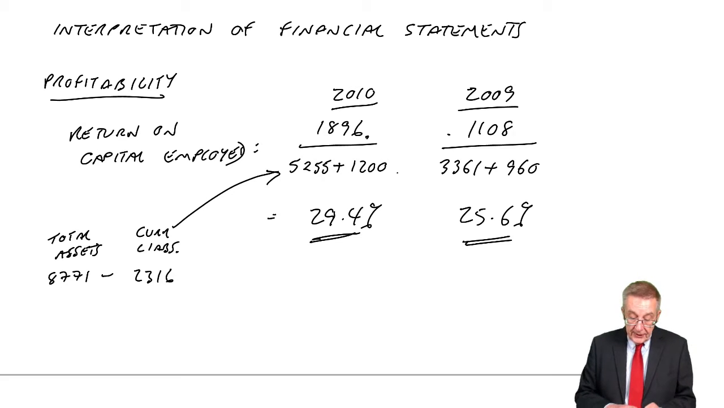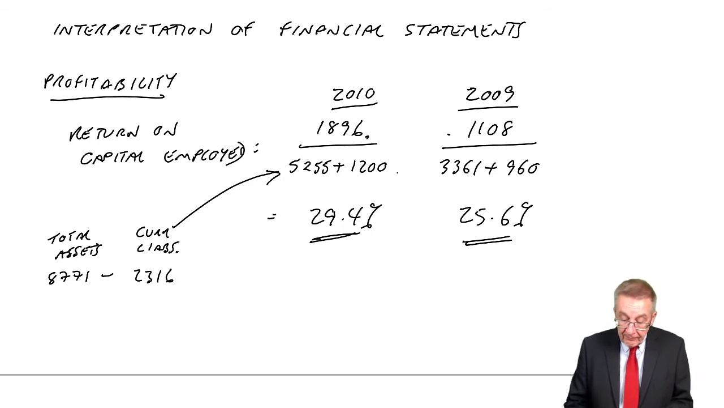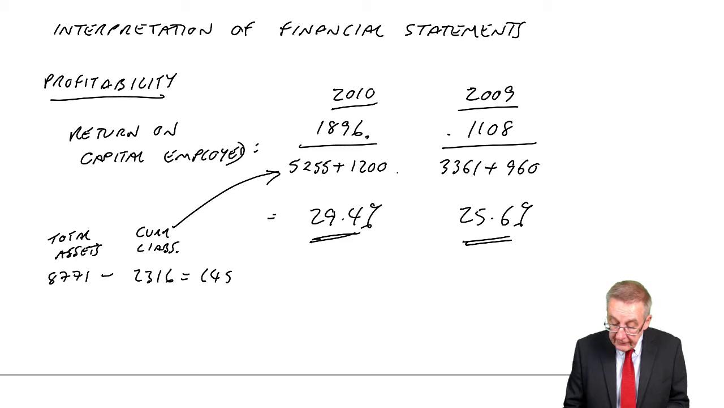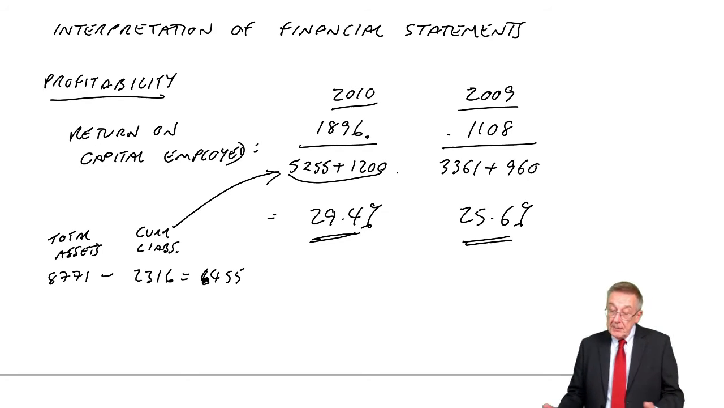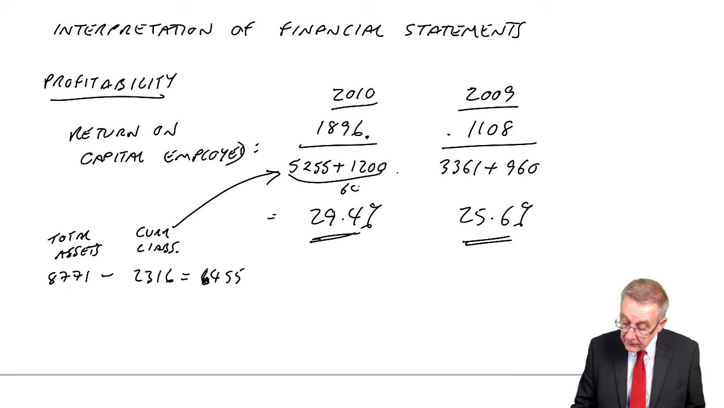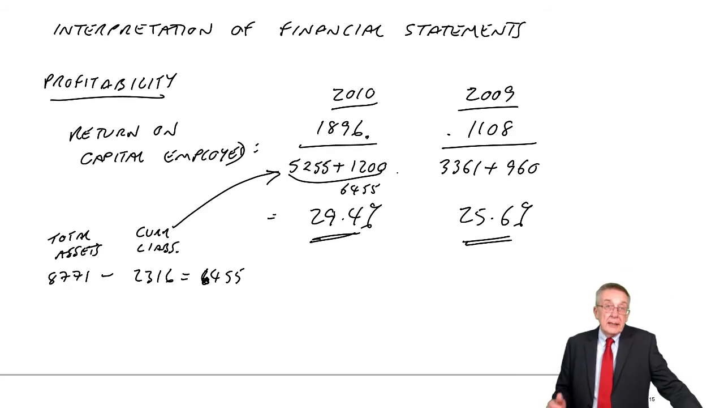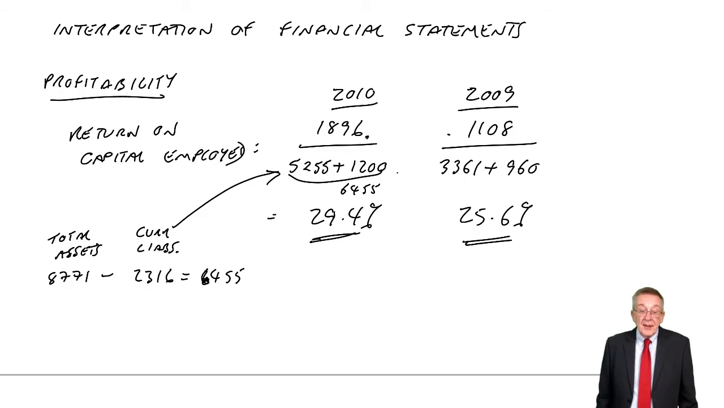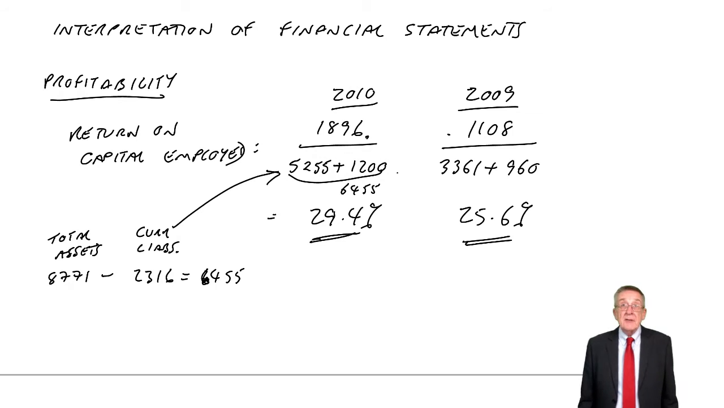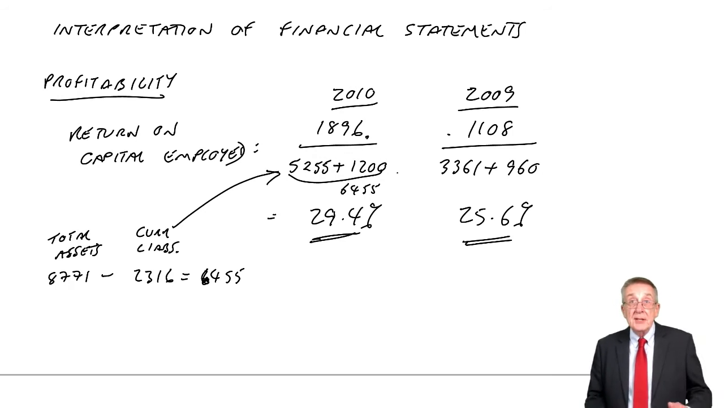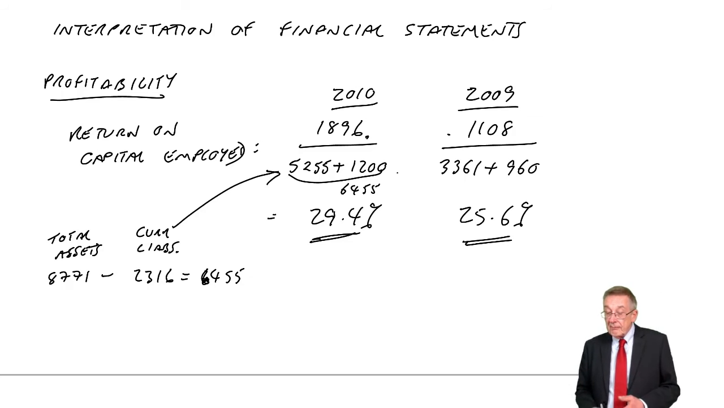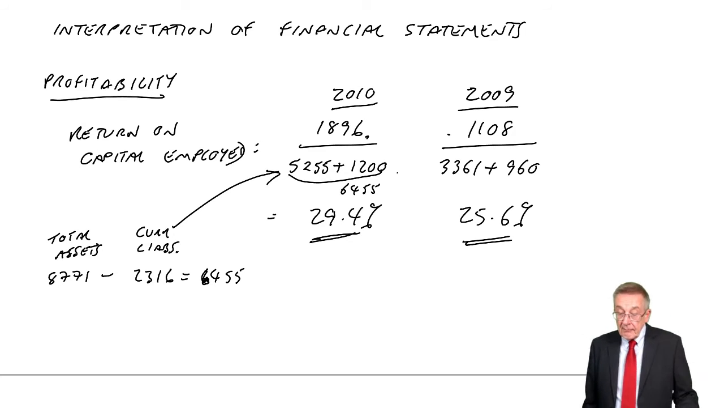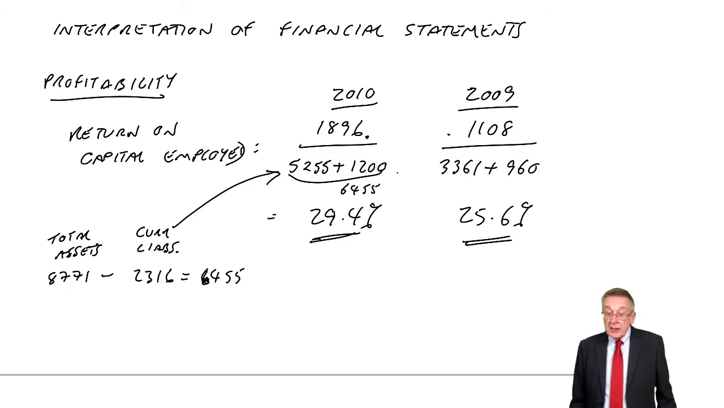And the difference, 8771 minus 2316, is equal to 6455, which will always be the same as the equity plus the long-term borrowings, again 6455. So it doesn't matter, it depends what information you're given. You may be given a full statement of financial position, like here, or you may be just given bits of it. No problem. Okay, that's return on capital employed.